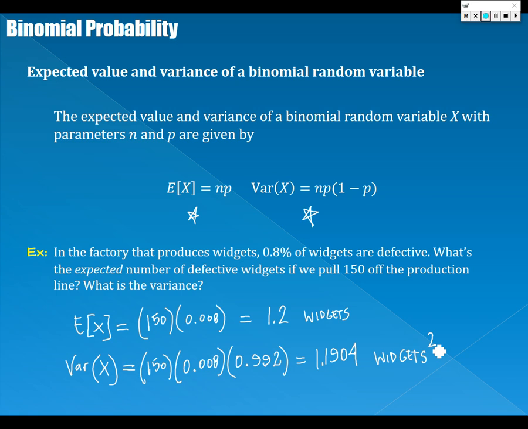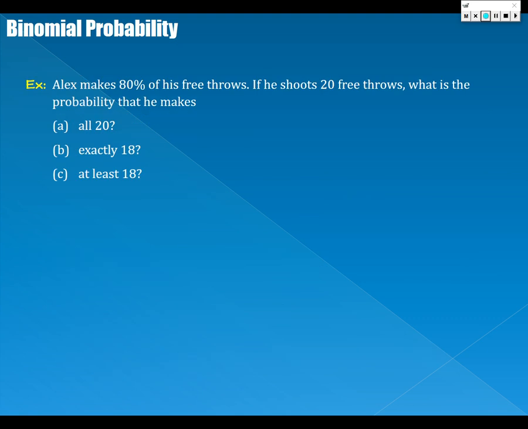All right, more practice. Here's Alex, who is ridiculously good at basketball. Better than NBA historical averages, but let's just go with it for the sake of the problem. All he does is free throws all day.